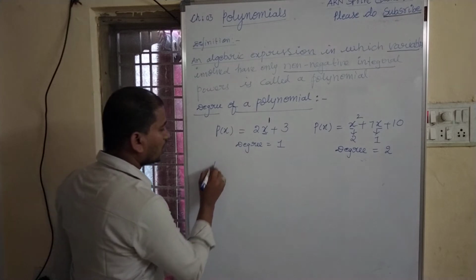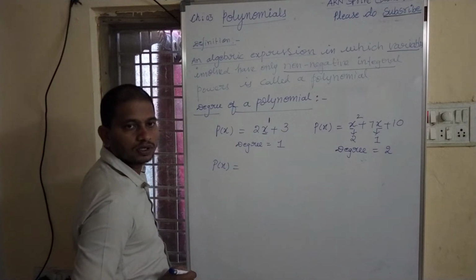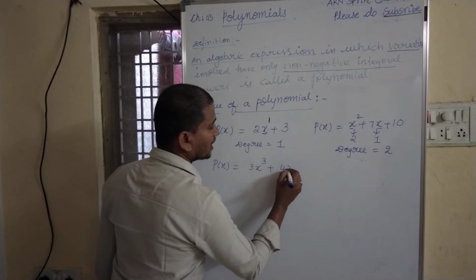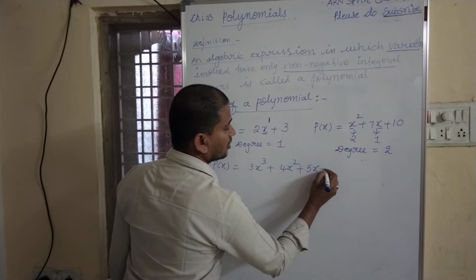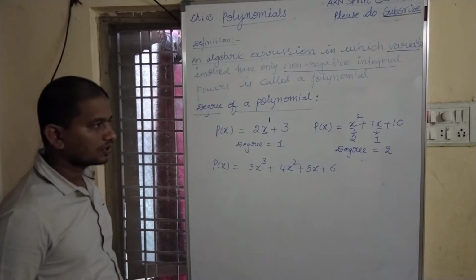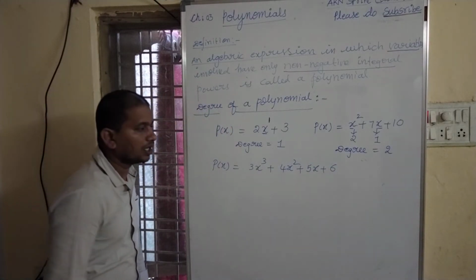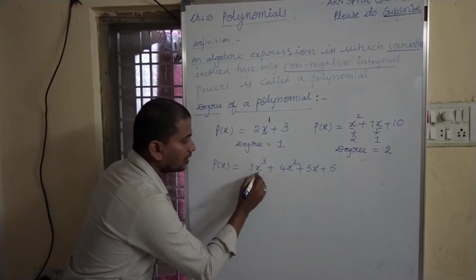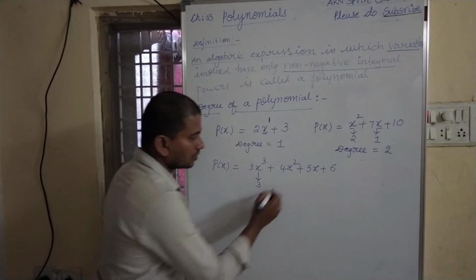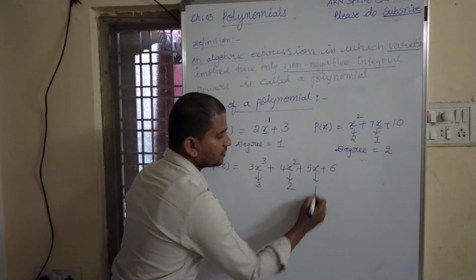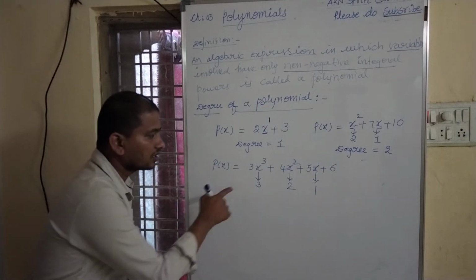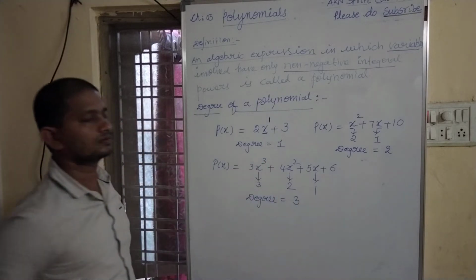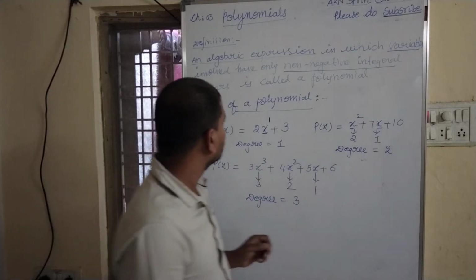So for suppose the polynomial p of x is equal to 3x cube plus 4x square plus 5x plus 6. Can you tell me what is the variable involved here? Of course, the variable involved is x. And what is the highest power here? Highest power is 3 here. Here the power is 2, here the power is 1, and the highest power is 3. Therefore, degree equal to 3. Okay?